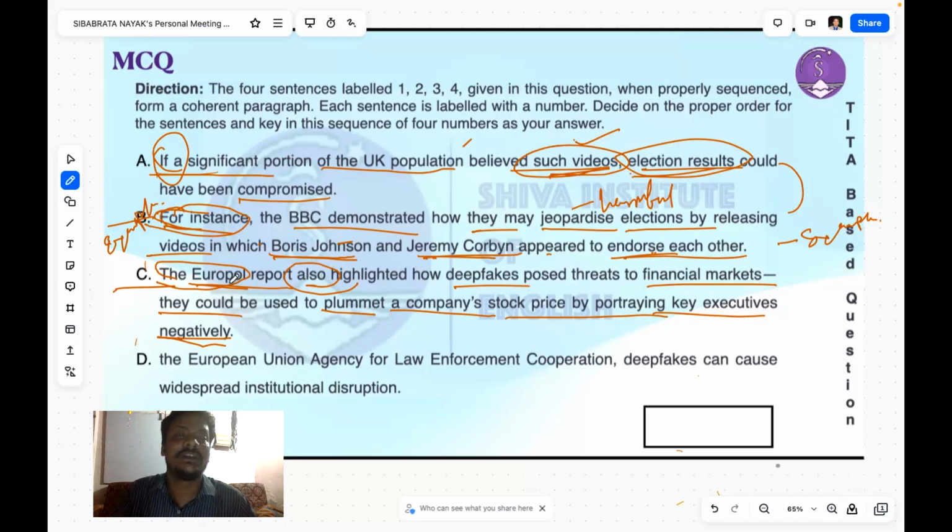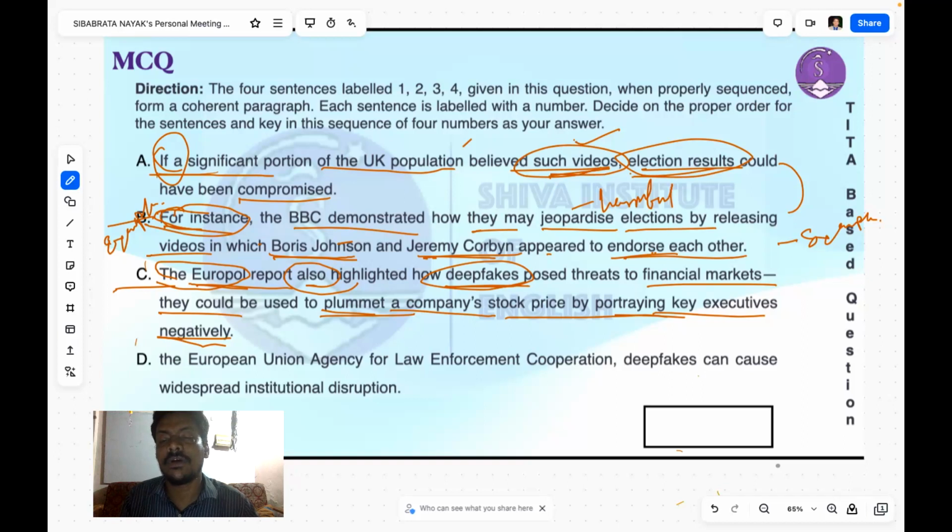Like we can consider Europol could have given information about some videos which could impact the election result, and Europol also gives a report where it is stated deepfakes pose threats to the financial market. They could be used to plummet a company's stock price by displaying key executives negatively, so they are referring to the deepfakes. Deepfakes could be used to plummet a company's stock price by portraying key executives negatively.